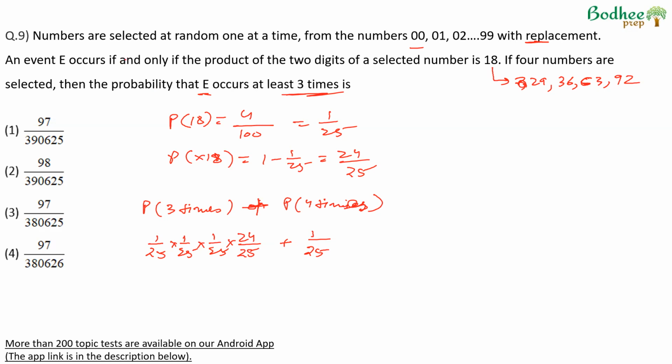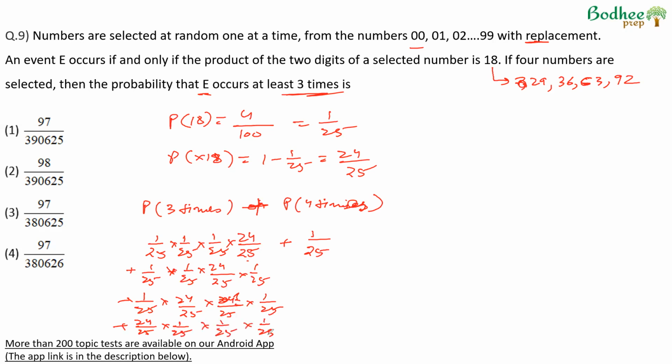One more thing that we need to do here is, when we are talking of E happening 3 times, we could have this number in any order. So this could be this, or the third number not being E, or the second number not being E, or the first number not being E. So for exactly 3 times, 3 of them are product 18, one is not. That one could be in the first place, second place, third place, or fourth place. Plus, for 4 times, we'll have just one case where all the numbers are chosen from the 4. So we get 24, 24, 24, 24, 96 plus 1, or 97 upon 25 raised to power 4.